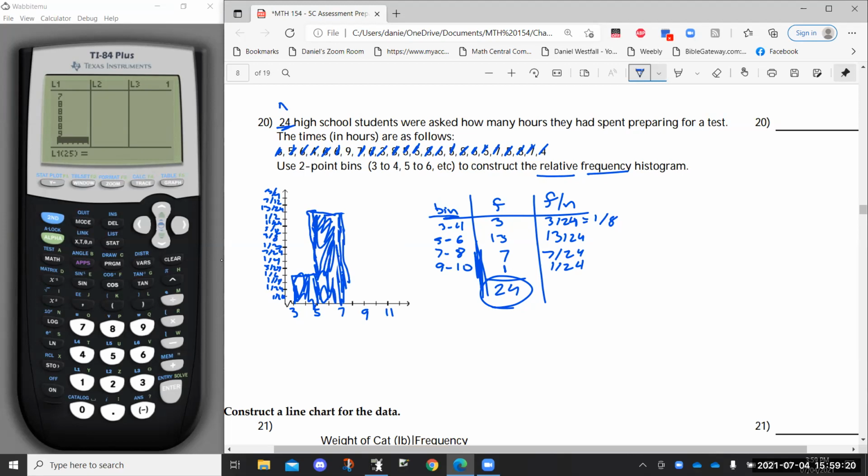And then the next one, we're going to go up to 7, which is going to be right here. And then the next one is going to be 1, which is going to be down here again. Okay. And there you go. Something like that.